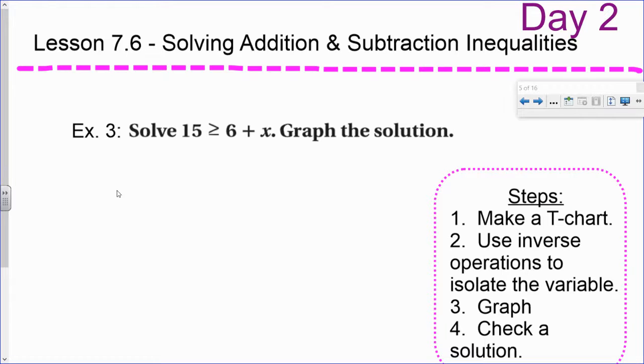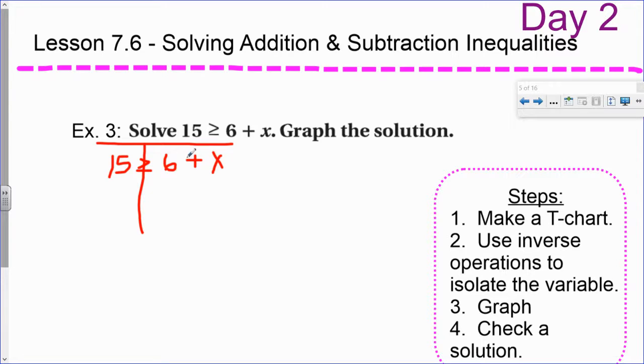So first thing we're going to do is make a t-chart. Again, forgive my scribbles because it's tricky to write with the mouse here. I have 15 is greater than or equal to 6 plus x, and we're going to make our t right through the inequality symbol. If you notice, this looks different than yesterday because the variable isn't on the left-hand side, it's on the right-hand side. And we haven't seen any examples like that. So we still have to get the variable all by itself.